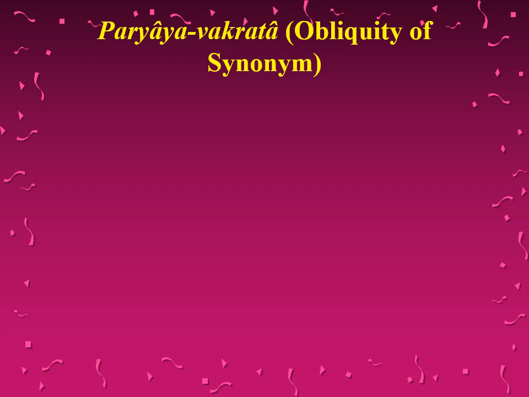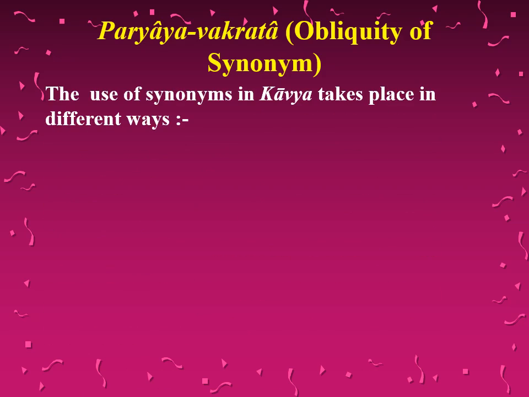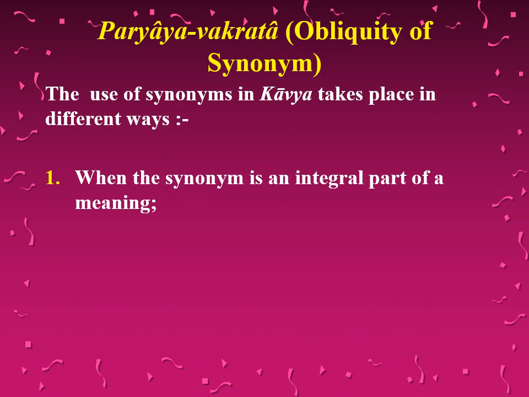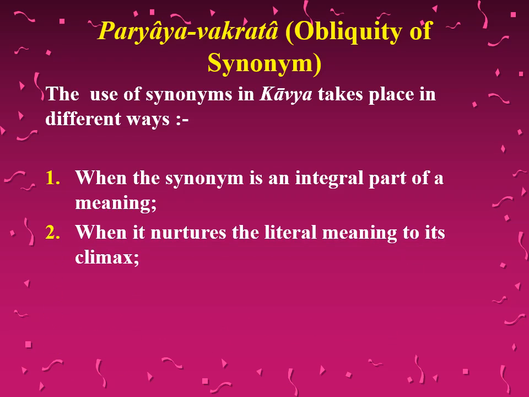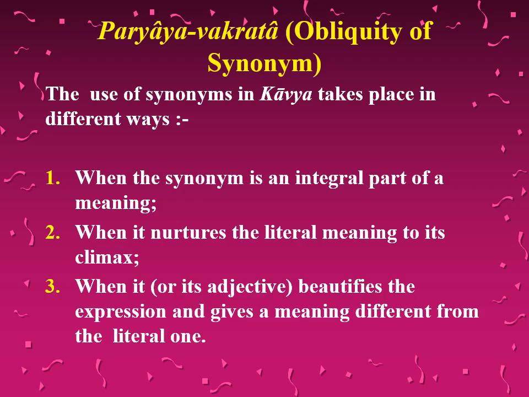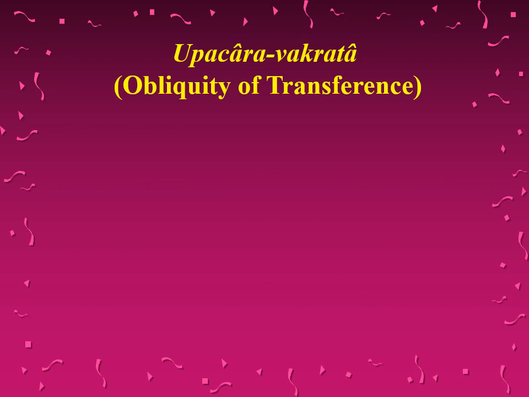and the use of synonyms in poetry or kavya takes place in different ways as Kuntak describes. Number 1, when the synonym is an integral part of the meaning. Secondly, when it nurtures the literal meaning to its climax. And thirdly, when the synonym or its adjective beautifies the expression and gives a meaning different from the literal one. So in this way, Kuntak has explained the Paryâya-vakratā, and the next is Upkara-vakrata, that is also called obliquity of transference.